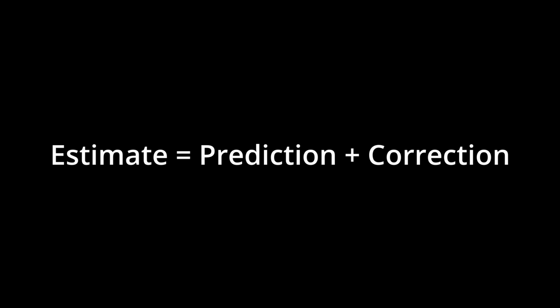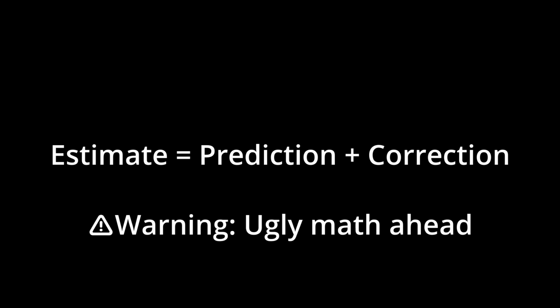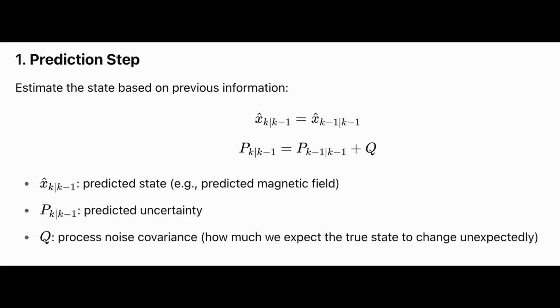Here is the math behind it. Warning, there is lots of ugly math here, but the good news is that it is not very important you, the viewer, understand all this math. You just need to understand what matrices Q and R do, which I'll get to in a minute. The Kalman filter uses two steps.